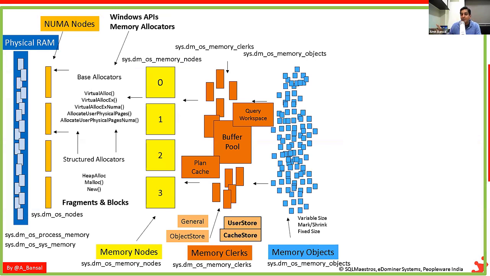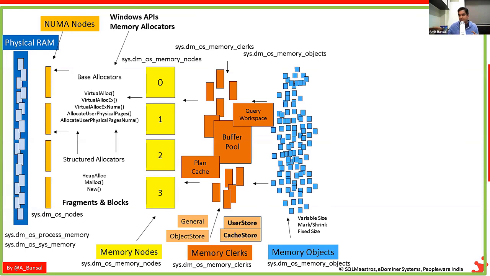Let's talk about memory objects. In the three-layered architecture at the lowest level, you have memory objects. Memory objects are simply memory allocations that are being done via the clerks. So in simple words, when clerks have to allocate memory, they create hundreds and thousands of memory objects.